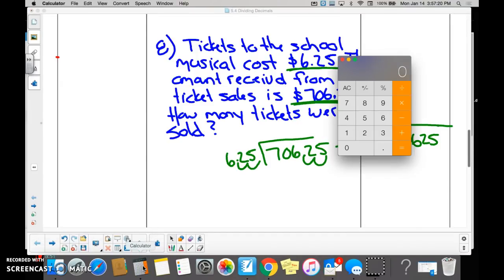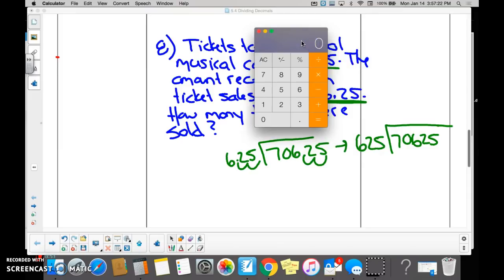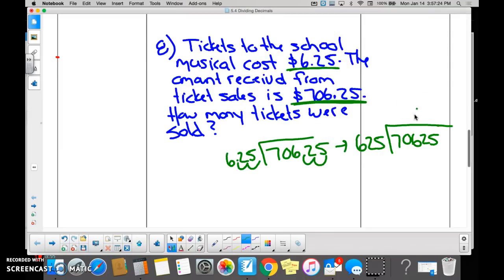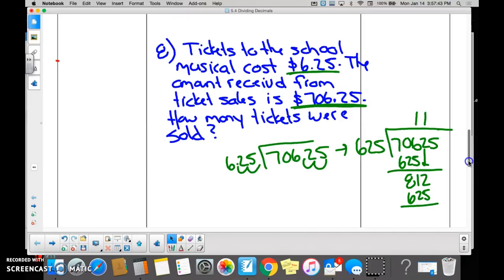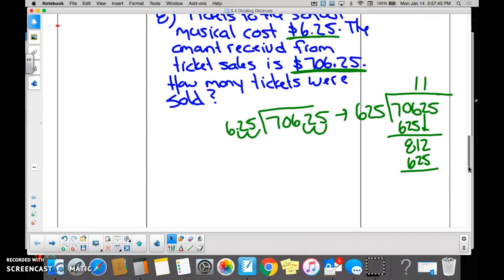I know that 625 goes into 706 one time. If I subtract, I get 81. Maybe I don't need my calculator. I'm going to bring down the 2. I know that 625 goes into 812 one time again. I'm going to subtract. That would be, let's see, 175, 187. If I do that in my brain, bring down the 5.